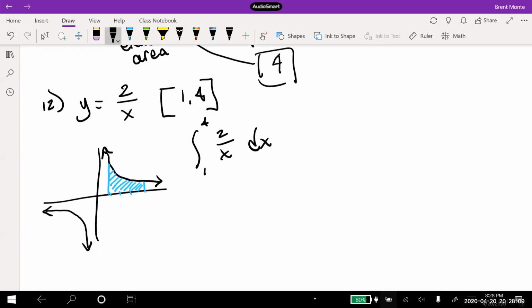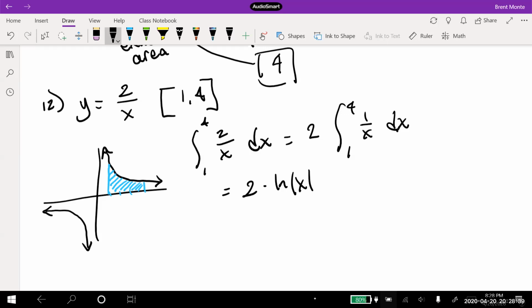Now be careful. Remember that x on the bottom means x to the negative 1. I can't add 1 to that exponent and divide, because if I add 1, I get 0, and then I have to multiply by 1 over 0. That doesn't work. Remember, I can pull that 2 out front, and it's 1 over x dx. And remember, what has a derivative of 1 over x? That's the ln of x. So when I do that, it's actually 2 times the ln of x.